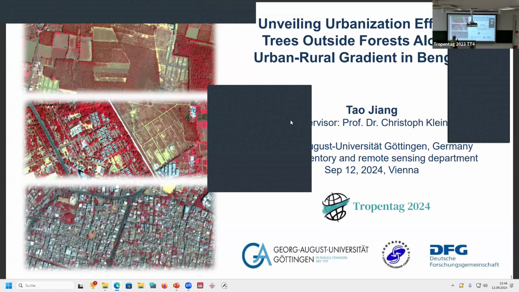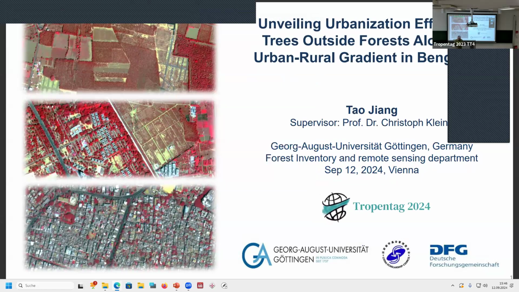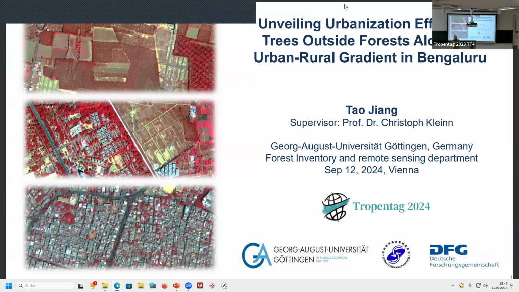The first presenter who wanted to join online cannot be contacted. So for the moment, we assume that he will drop out, and we would like to start with the second presentation, which is from Mr. Tao Jiang. He is from Göttingen and working on trees in urban environments and doing interesting studies on monitoring them. Tao, the floor is yours.